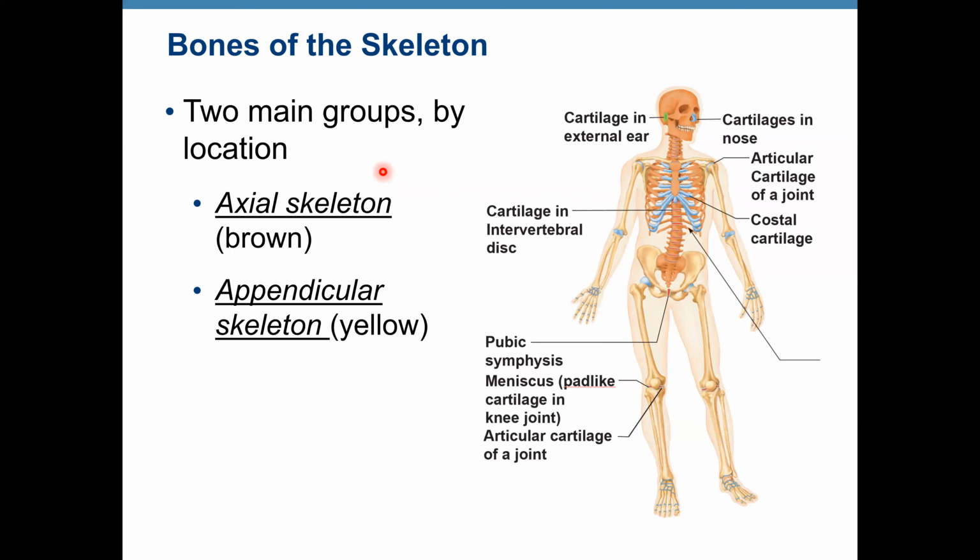Two major groups of the skeleton based on location: axial skeleton and appendicular skeleton. On this diagram, axial is shown in brown color. So it includes skull, vertebral column, and rib cage, and appendicular is shown here in yellow color. And it includes bones of upper extremities, lower extremities, and what we call girdles. This is the pectoral girdle, which includes clavicle and scapula. And this is the pelvic girdle, which includes the hip bone.